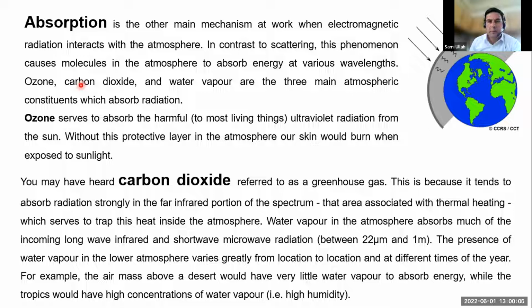This ozone layer is present in the atmosphere, which absorbs the ultraviolet radiation and stops the ultraviolet radiation from reaching the ground. The others are carbon dioxide and water, the three main atmospheric constituents which absorb the radiation. So the first, as I told you, is that ozone serves to absorb the harmful ultraviolet radiation from the sun. Without this protective layer in the atmosphere, our skin would burn when exposed to the sunlight.